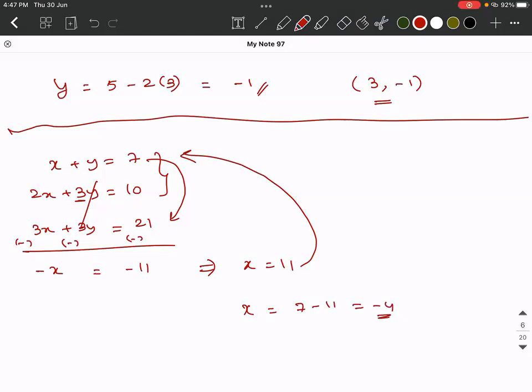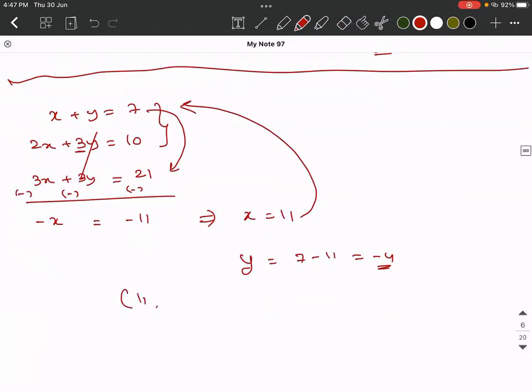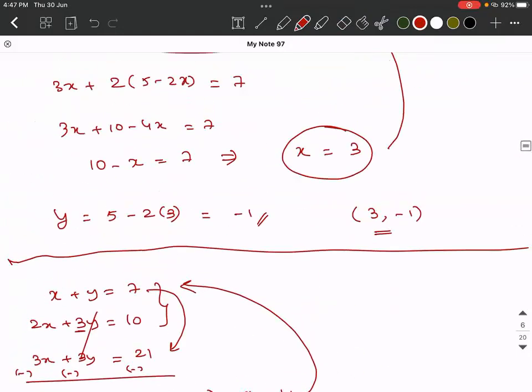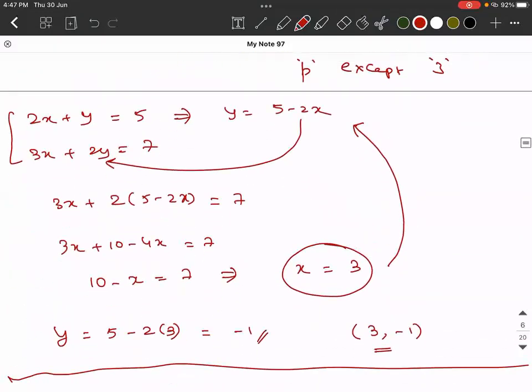Oh, y here, sorry. So what will be the point? 11 comma minus 4. Actually, we could have taken the previous problem itself and solved, so that we could have verified whether we are getting the same answer. Should we get the same or different? Obviously, you should get the same. Whether you do by graphical, substitution, elimination, cross multiplication, anything will give you the same answer.